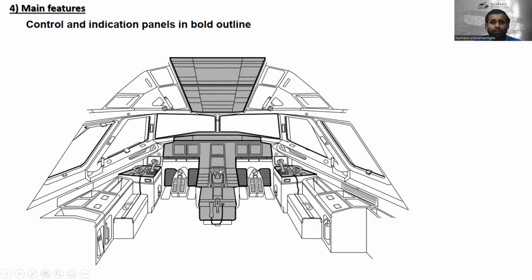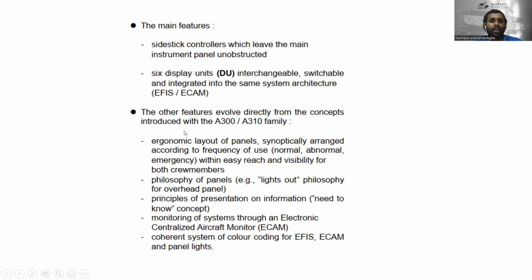Okay, six display units, right? The other features derive directly from the concept introduced with the A300/A310 family. Ergonomic layouts of panels are synoptically arranged according to the frequency of use: normal, abnormal, emergency, within easy reach and visibility for both crew members. And the philosophy of panels, for example, light out.